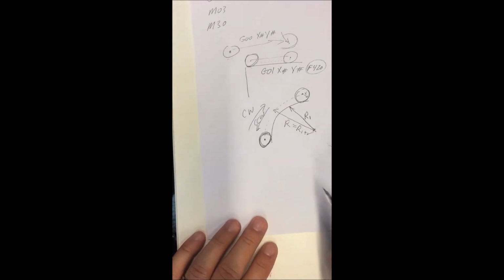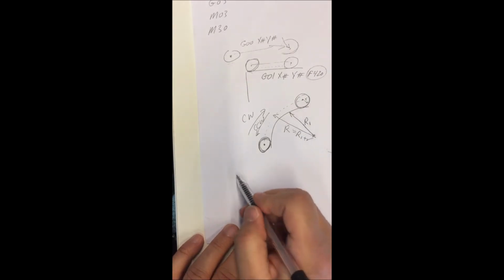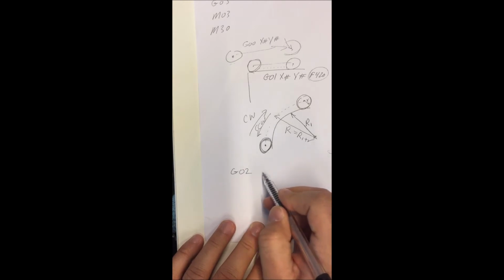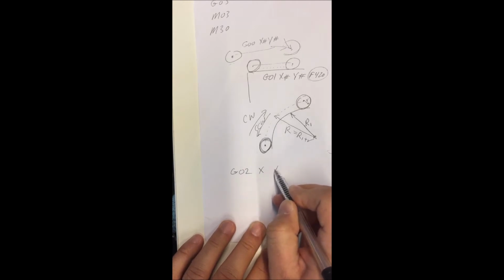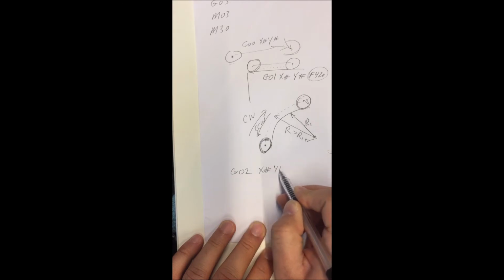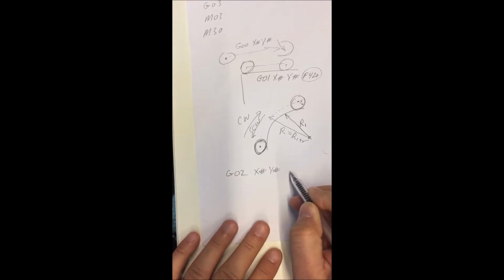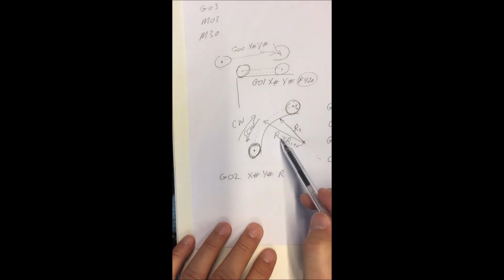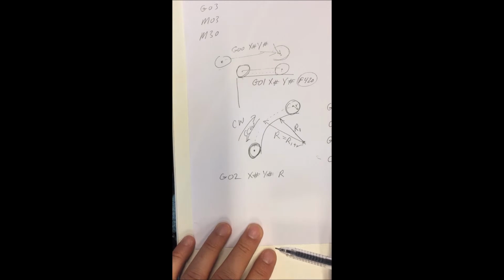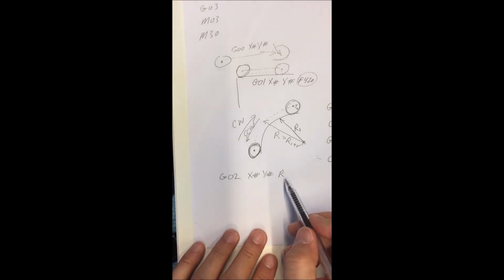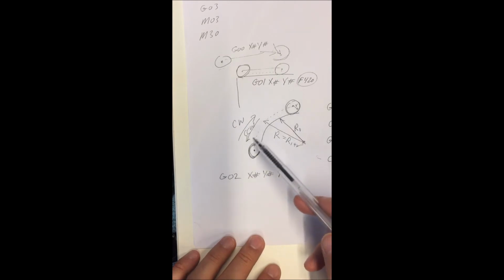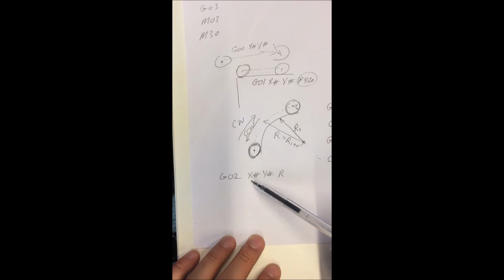Now once again, if I'm going to move from A to B with the G02, then I'm going to write down G02. I will put the X and Y parameters for point B, followed by the R value. The R value is the radius of the imaginary toolpath line. Okay, that's easy. And the opposite way, if I'm going to move from B to A, I'm going to go for counterclockwise. I'm going to do the X, Y, and the R once again.